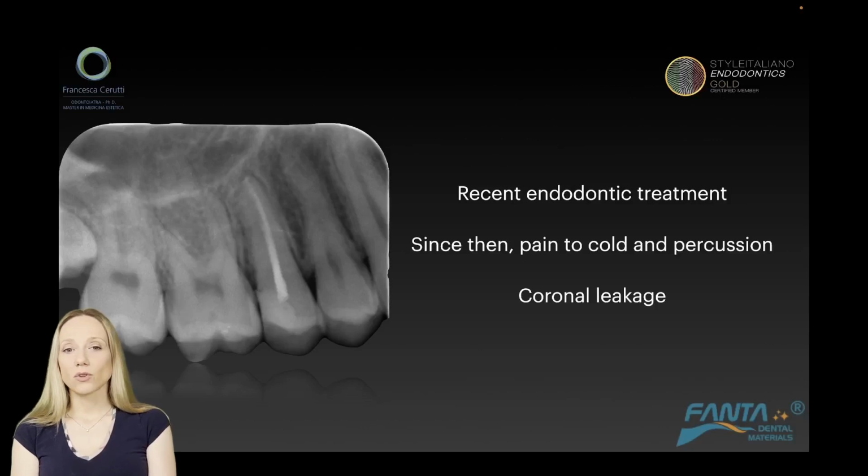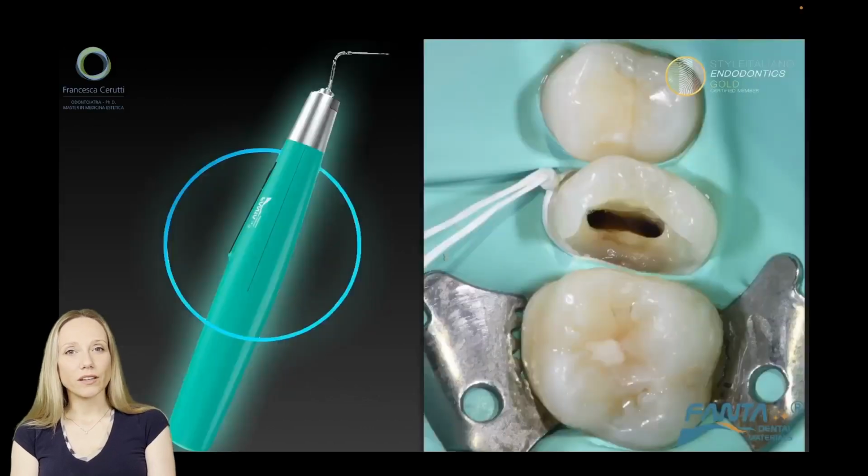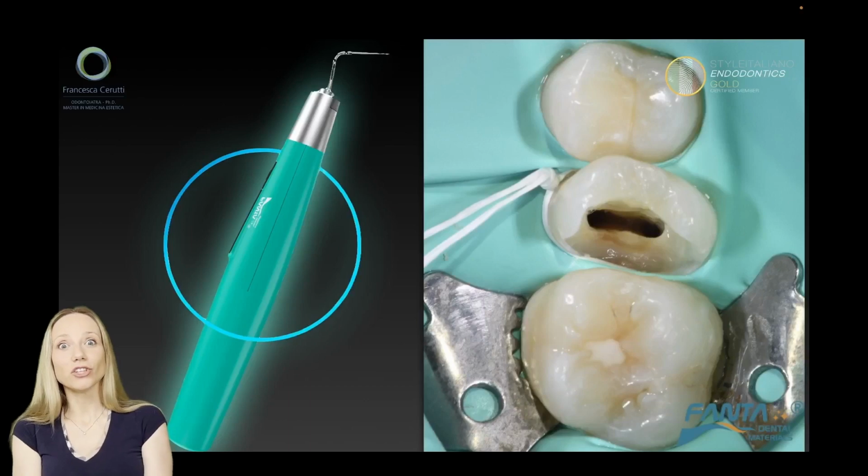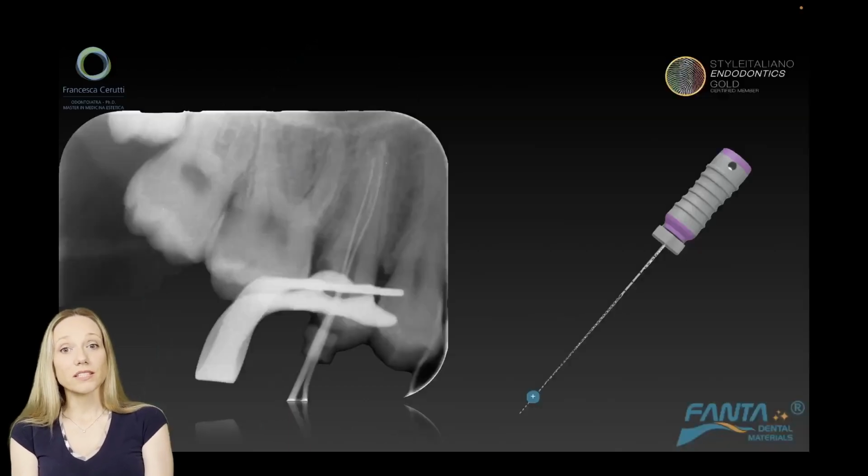We see there's no perfect coronal restoration, there is some coronal leakage, but the pain to cold can be explained only in one way. So there is some vital pulp inside of that tooth, and I open the access cavity and I see that there was a completely missed canal. So with heat, I removed the existing gutta-percha, and now I'm retreating one canal and doing the initial treatment on the other one.